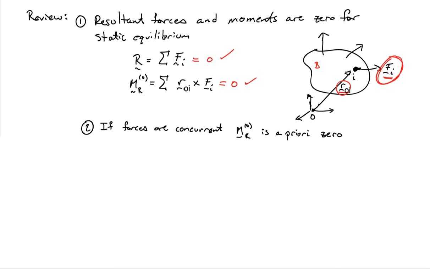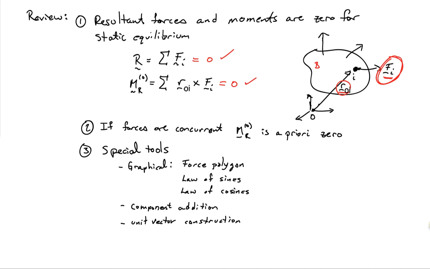The other thing that we've exploited in the examples that we've done so far is that if the forces have to be concurrent through a given point, say the origin, then the resultant moment is zero a priori, and you don't ever have to worry about checking for moment equilibrium. You only have to worry about force equilibrium. To be able to do force equilibrium, we had a couple of special tools.